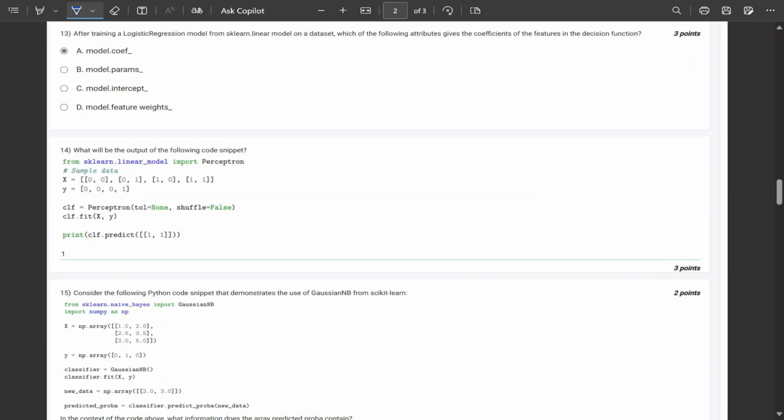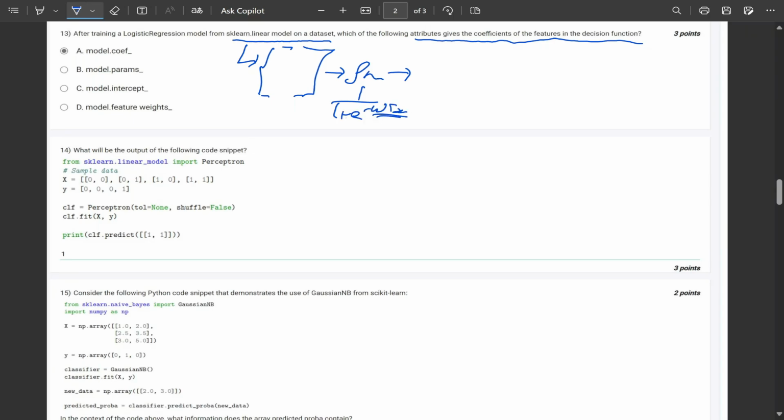Question number 13. After training a logistic regression model from sklearn.linear_model on a dataset, which of the following attributes gives the coefficient of a feature in the decision function? Logistic regression doesn't directly output the values. It outputs a probability, right? We all know this. It is passed to a function, basically 1 by 1 plus e to the negative w transpose x, or e to the negative z. This is the sigmoid function and it outputs a single value as our max probability, right? So this is what we do.